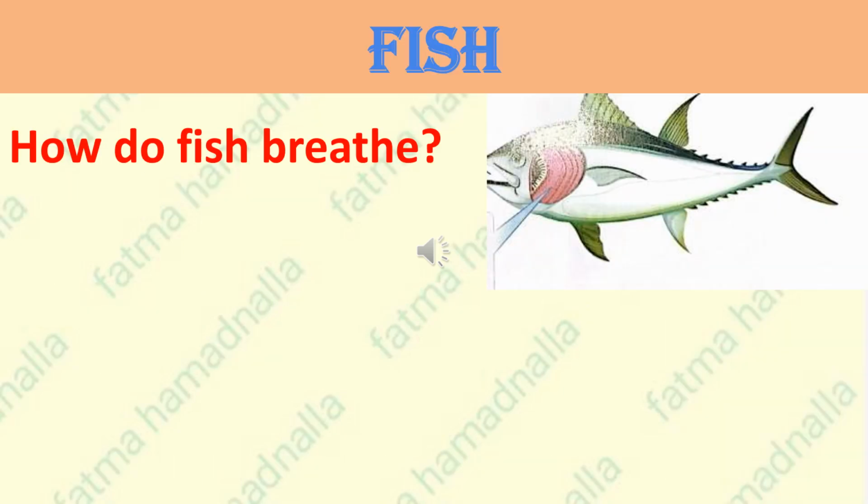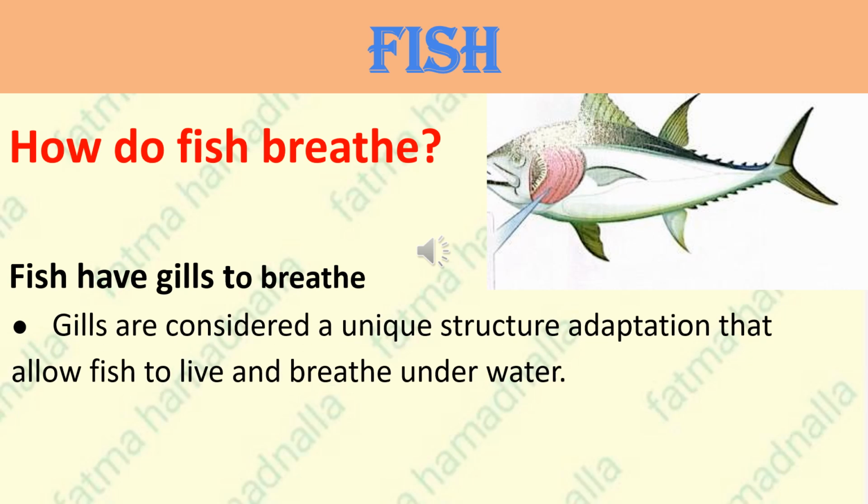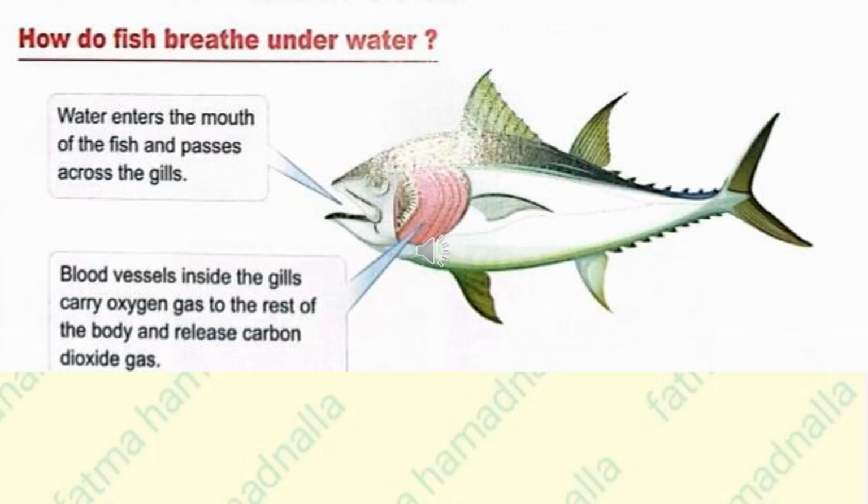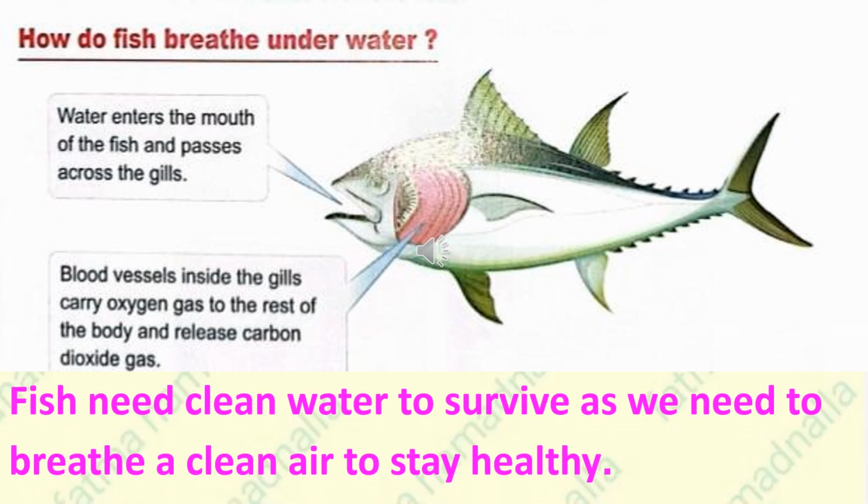1. Fish. How do fish breathe? Fish have gills to breathe that are considered a unique structure adaptation that allow fish to live and breathe underwater. Gills are found on both sides of fish's head. Okay, how do fish breathe underwater? First, water enters the mouth of fish and passes across the gills. Then blood vessels inside the gills carry oxygen gas to the rest of the body and release carbon dioxide gas. So, fish need clean water to survive, as we need to breathe clean air to stay healthy.